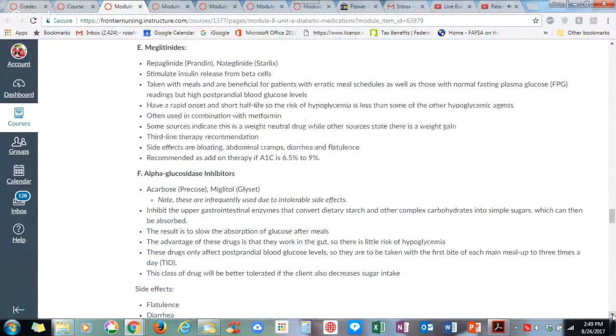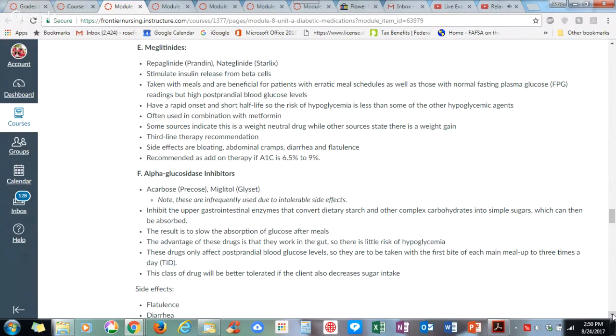Repaglinide is Prandin, or nateglinide is Starlix. These stimulate insulin release from beta cells taken with meals and are beneficial for patients with erratic meal schedules, as well as those with normal fasting plasma glucose readings but high postprandial blood glucose levels. They have a rapid onset and short half-life, so the risk of hypoglycemia is less than with some of the other hypoglycemic agents, often used in combination with metformin.